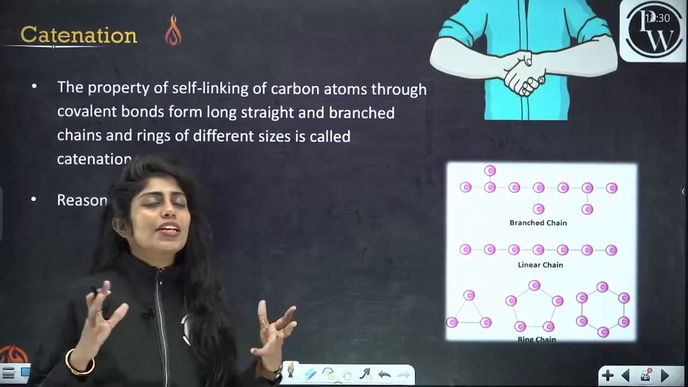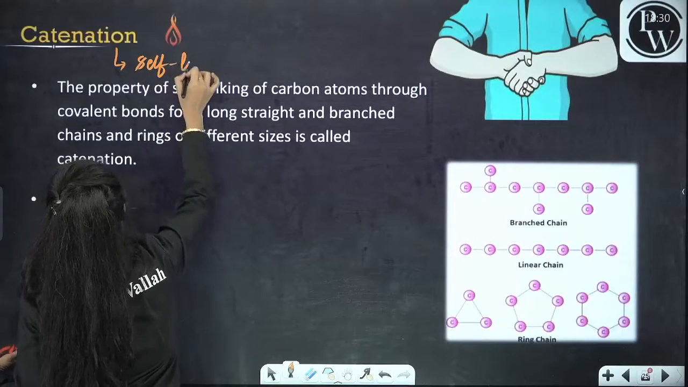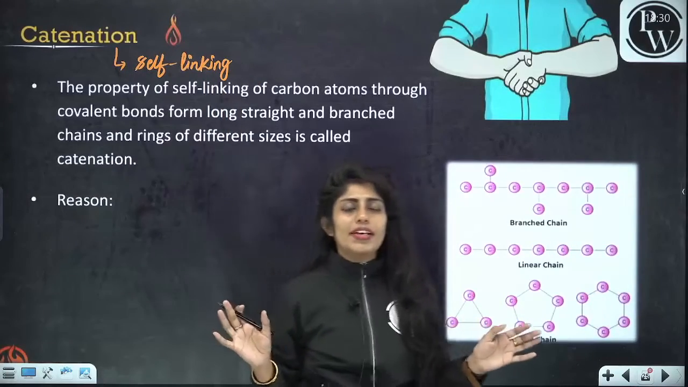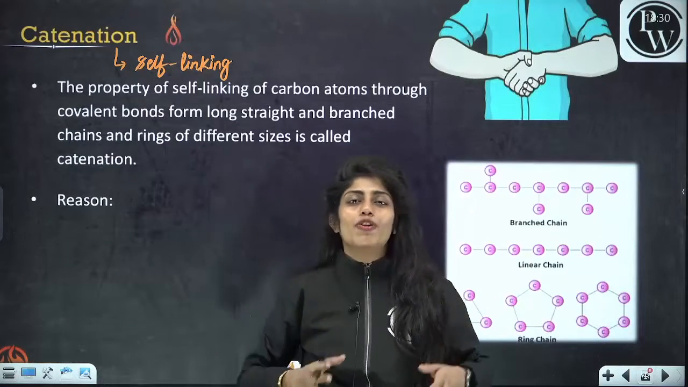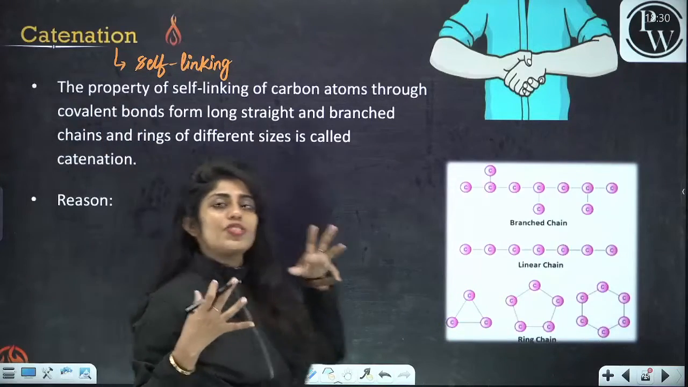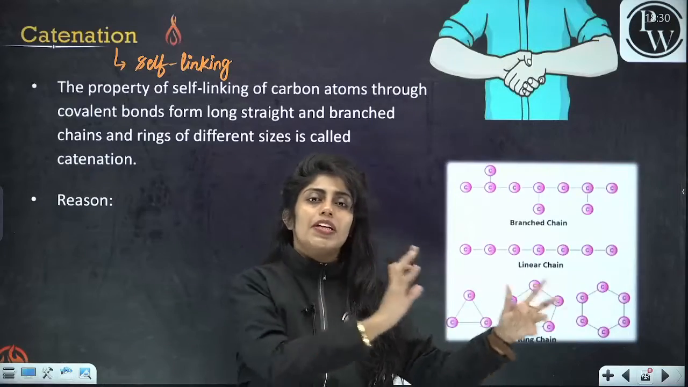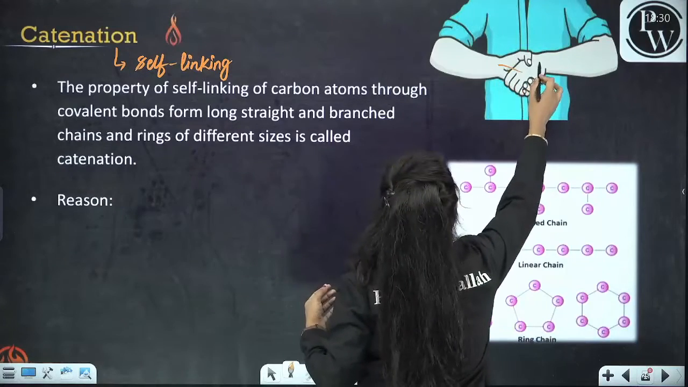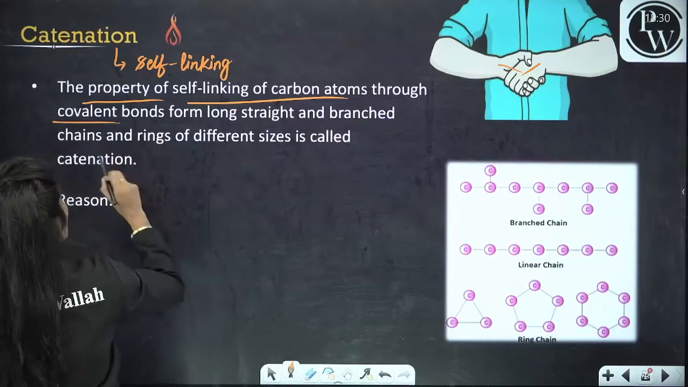So catenation is something like self-loving, self-linking. If you are not having any kind of friend, you can be your own friend. You can tap your shoulder. You can be proud of yourself. Similarly, carbon is doing so. Carbon has a great property of self-linking. It is appreciating itself and making bonds with itself. Carbon, carbon, carbon, and a long chain of carbon. So basically, you can see self-love, the property of self-linking of carbon atoms through the covalent bond.